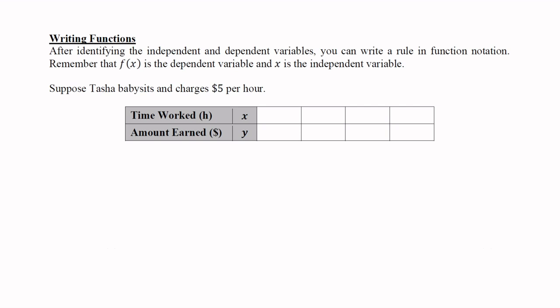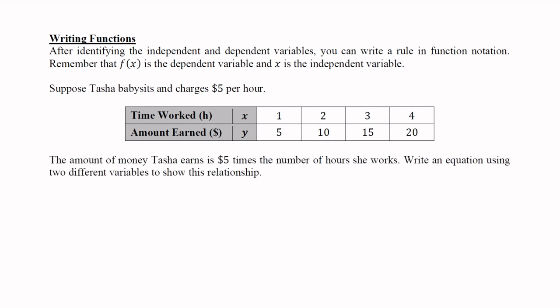So if she charges $5 per hour, if she works 1 hour, she will earn $5. If she works 2 hours, she's going to earn $10. If she works 3 hours, she'll get $15, and if she works 4 hours, she'll earn $20. The amount of money Tasha earns is $5 times the number of hours she works.